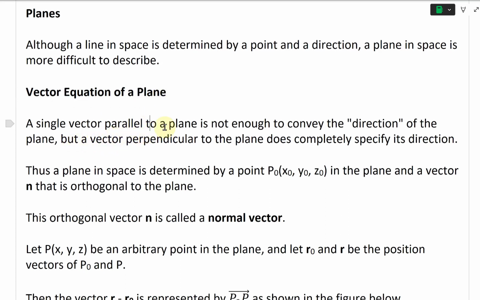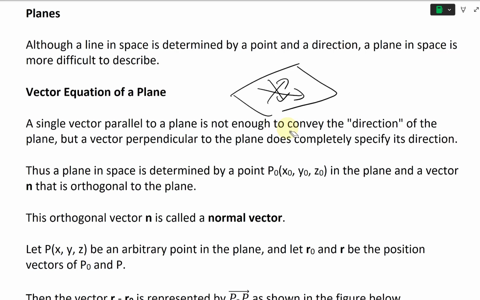So a single vector parallel to a plane is not enough to convey the, quote, direction of a plane, but a vector perpendicular to the plane does completely satisfy its direction. For example, if you had a plane like this, and a parallel vector, well, it could have multiple of them, so it's not specifying a direction, but you only have one perpendicular vector to it. So this is specifying its direction. If you shift it over, it's still the same vector there. You're just shifting the position. Whereas with a parallel one, you're going to have different actual directions, but it's still parallel.